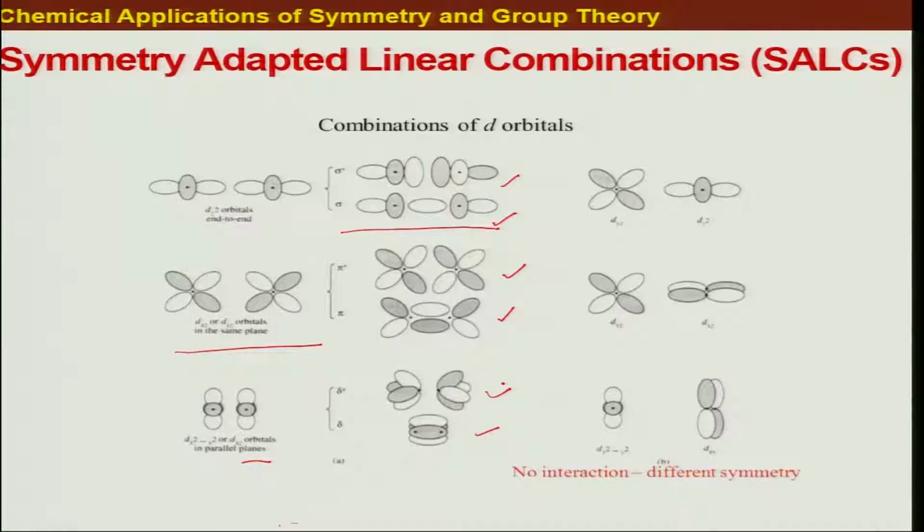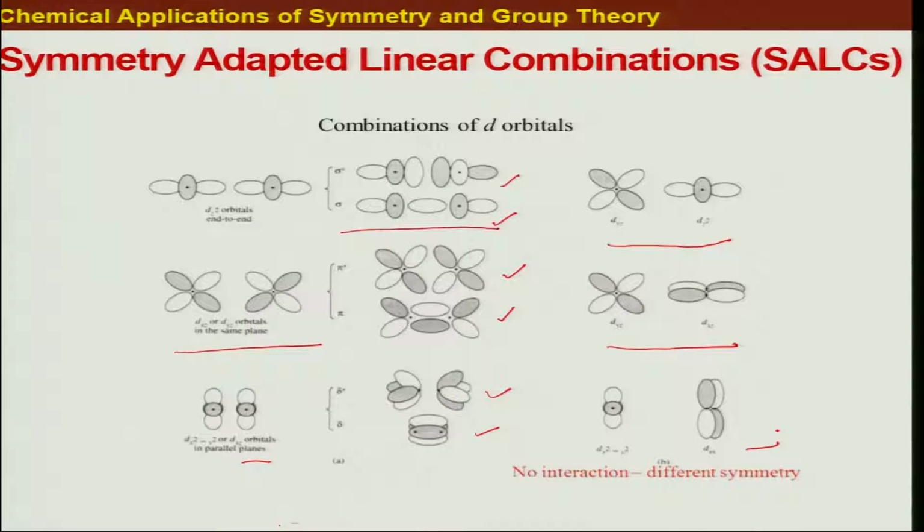Whereas if you look at the right hand side panel of the screen, you can see that dyz and dz square cannot be combined because symmetrically they are completely different, and so are dyz and dxz, and dx square minus y square and dxy. Because of the different symmetry of these orbitals, there will be no interaction. No interaction means no bond formation, right? And no bond formation means there is no resultant wave function or orbital formation.